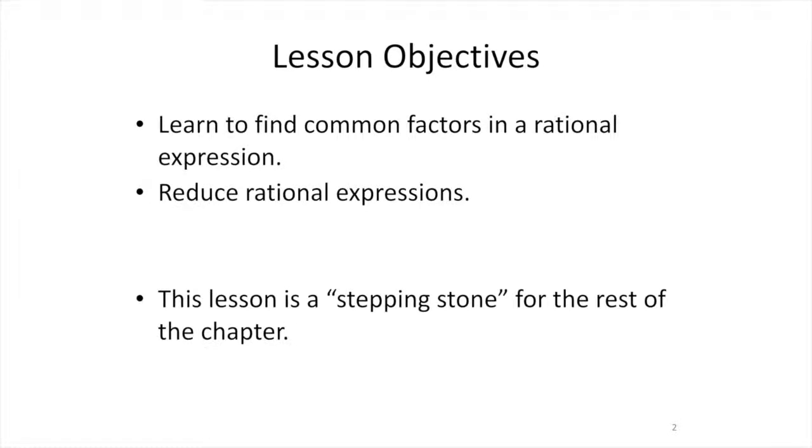First is we're going to try to identify some common factors that we can pull out. Then we're going to reduce rational expressions. That common factor part is going to be the most challenging. Reducing it's going to be a piece of cake. But the big thing that you've got to realize is that this lesson will build on this lesson throughout the rest of this chapter. Anytime we're doing adding or subtracting, multiplying, any of those types of things, we're going to be using these same processes as we go forward.